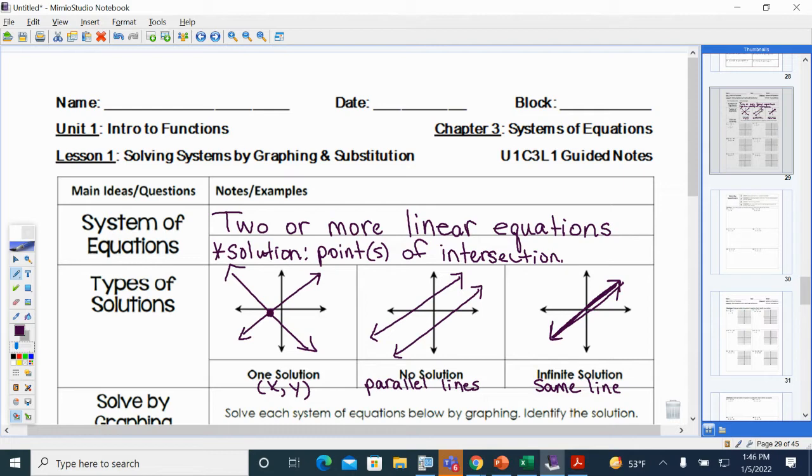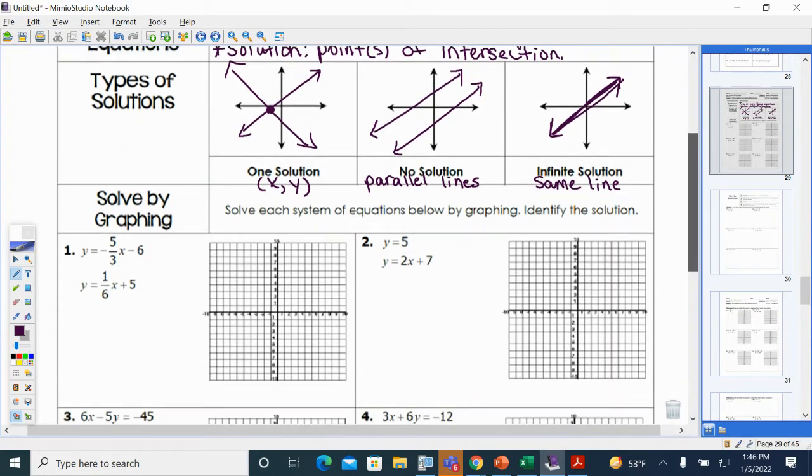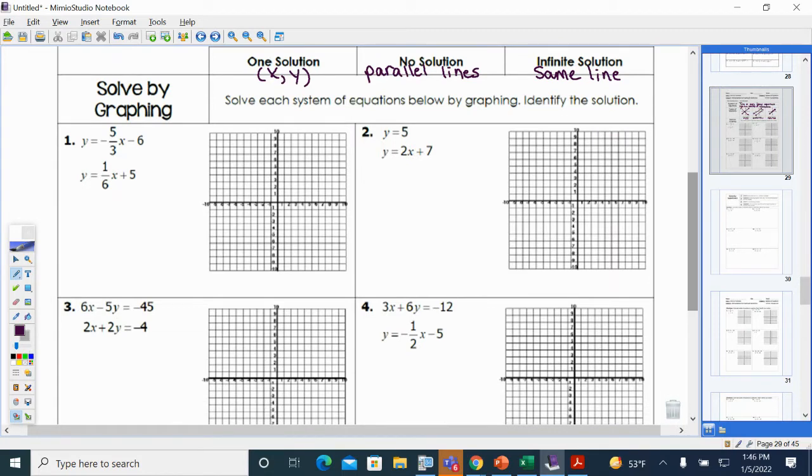So the reason why this first one has one solution is because that's the only place where they hit each other. Parallel lines are no solution because they don't have any points in common. And then with infinite solutions, because of the same line, all of their points are the same. So quickly going through some examples, solving by graphing, we're just going to graph by hand or by using the graphing calculator and look for where the two lines hit each other.